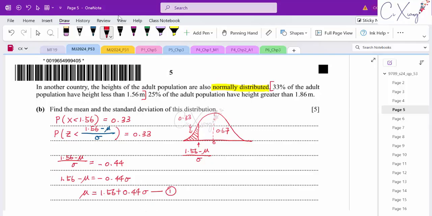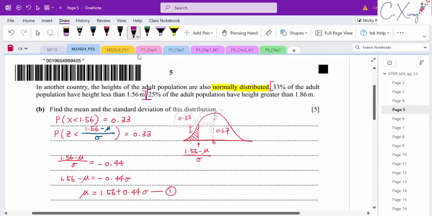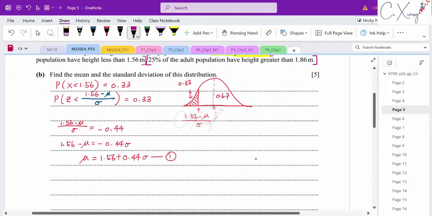So what is the second information provided in the question? The second information is this one: 25% of the adults have height greater than 1.86. So the probability of height more than 1.86 equals 25%, and I change it to a probability, which should be 0.25.